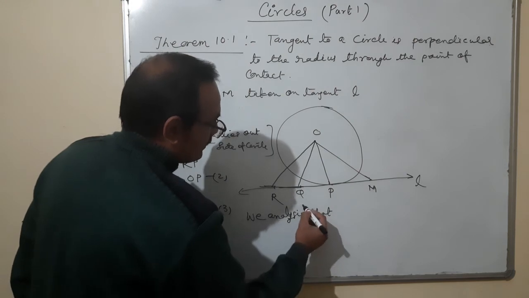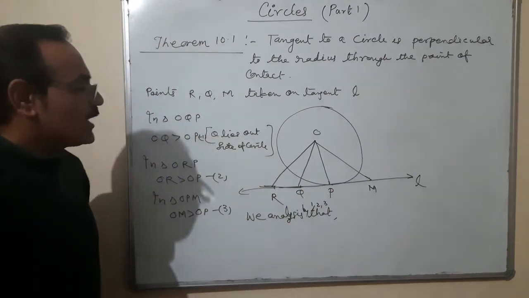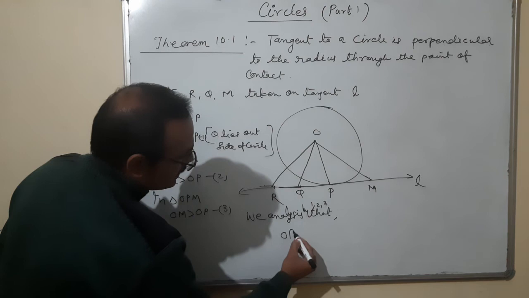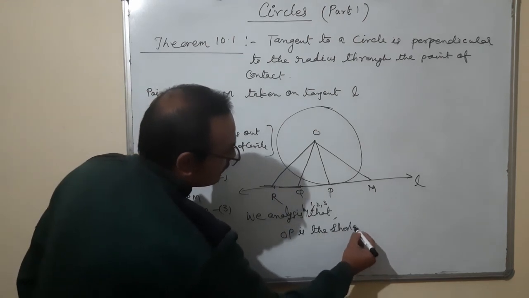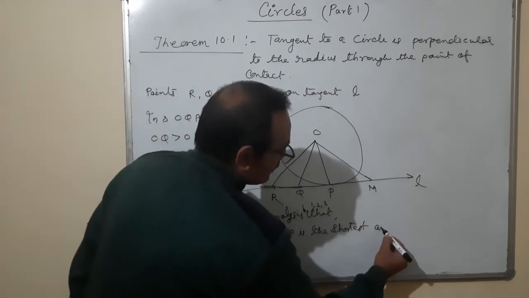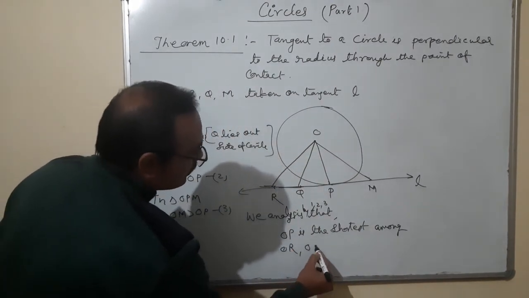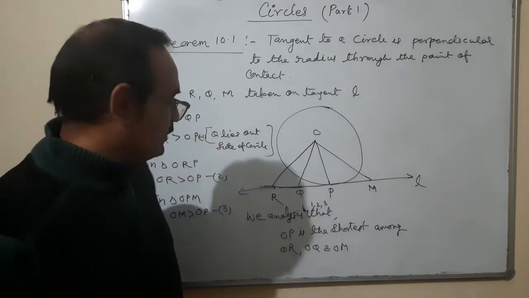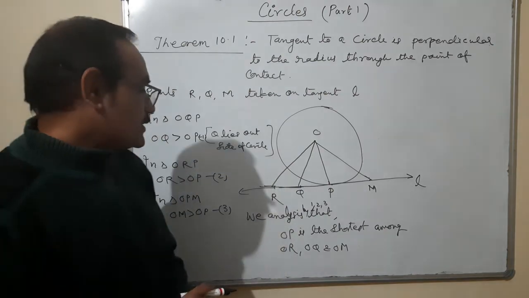by 1, 2 and 3 that OP is the shortest. OP is the shortest among OR, OQ and OM, and many more lines which we can join from these points to the center. Okay, OP is the shortest.